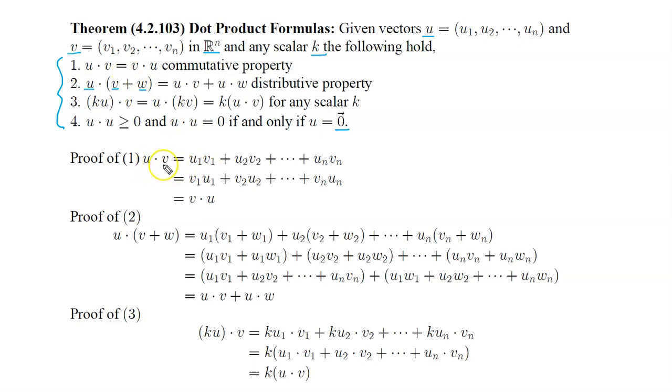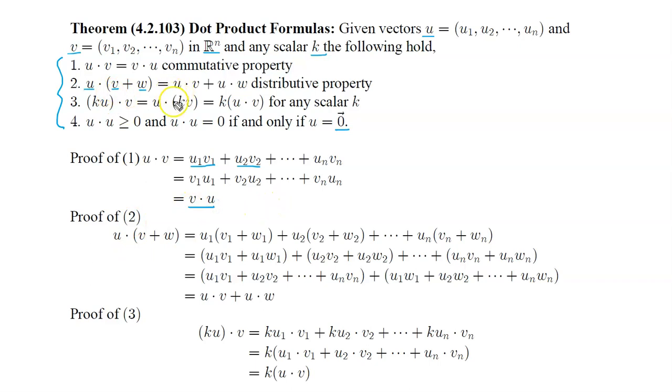So if you take a look at u dot v, notice that that's going to be u1 times v1 plus u2 times v2 plus all the way out to un times vn. Now all of these multiplications going on here are with respect to real numbers, so you can flip them around because real number multiplication is commutative. So we can rewrite this term as v1 times u1 plus v2 times u2 and so on. And you get that this quantity right here is v dot u.